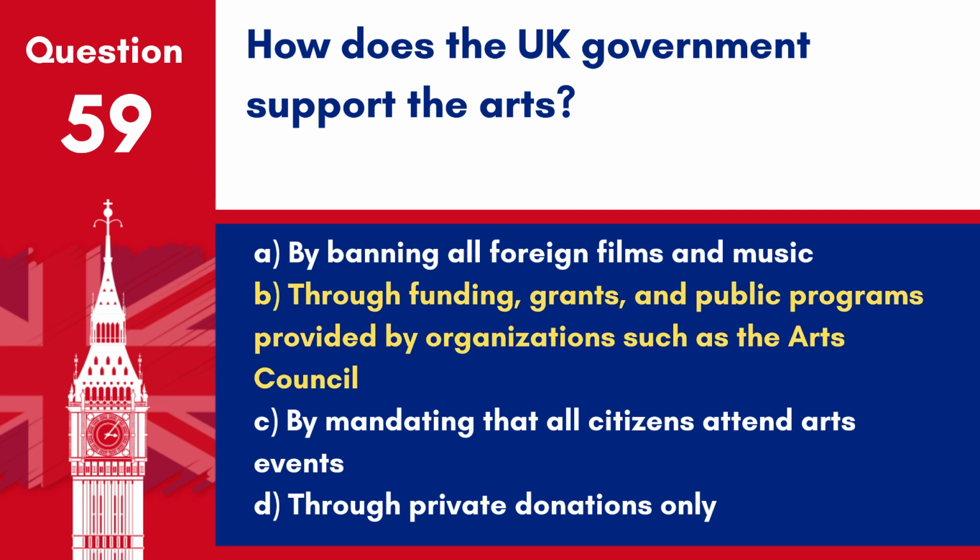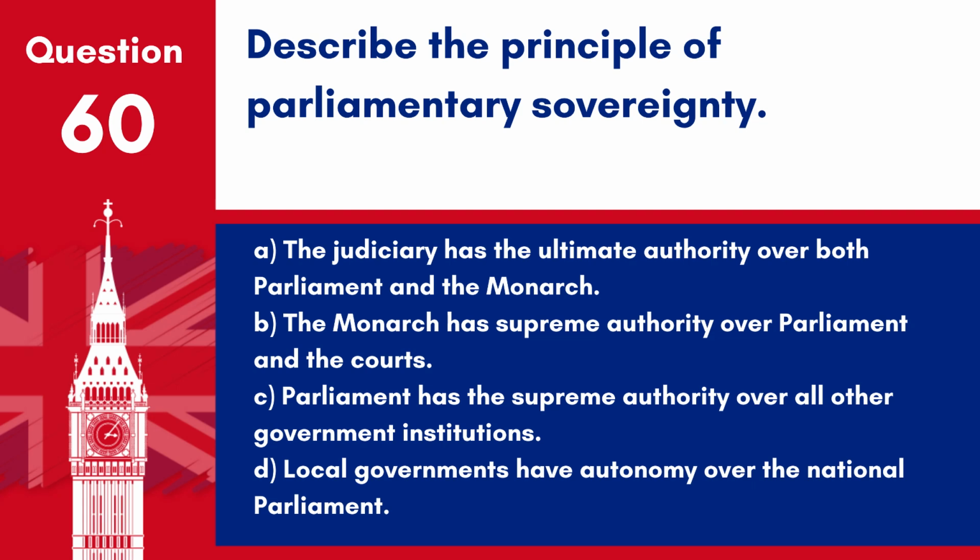Answer. B. Through funding, grants and public programmes provided by organisations such as the Arts Council. The UK government supports the arts through a variety of funding mechanisms intended to promote cultural growth and accessibility. Question 60. Describe the principle of parliamentary sovereignty.